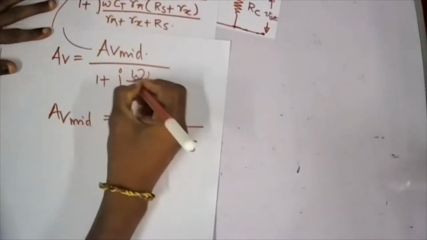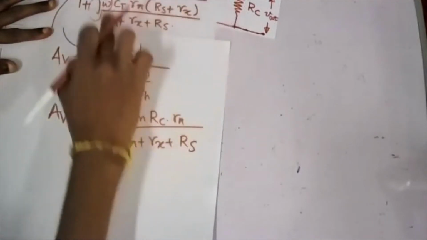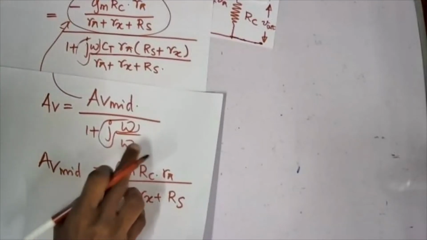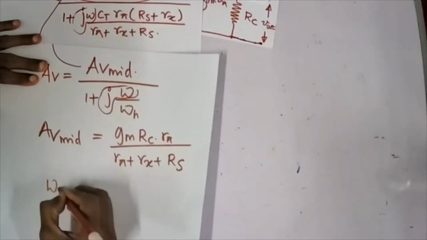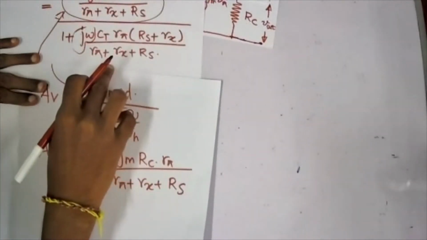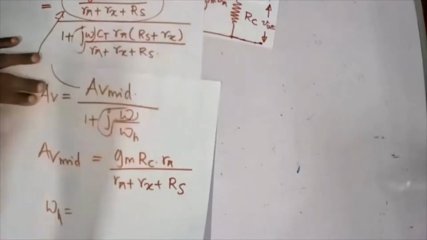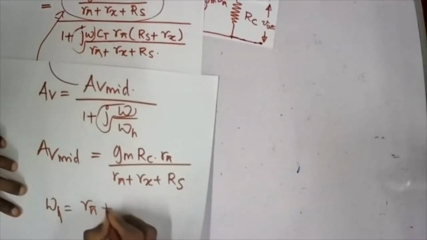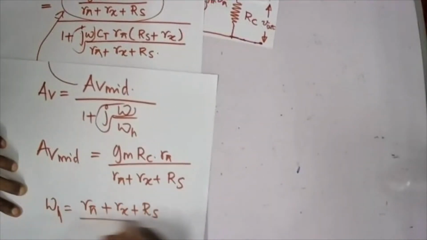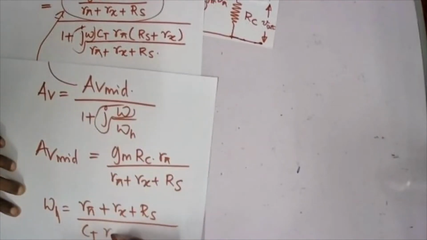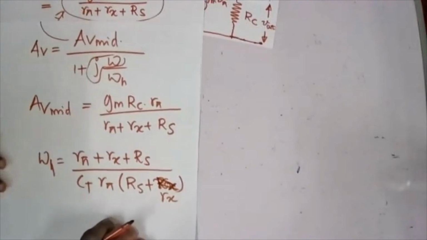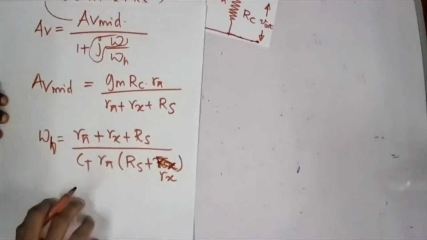So we have j omega, and the rest of the term is equal to 1 over omega h. So the whole term is equal to 1 over omega h, which means these terms will go up and that will come down. So simply I can write omega h equals R pi plus Rx plus Rs divided by CT into R pi into Rs plus Rx, where it is small rx. Don't confuse it. So this will be my upper cutoff frequency.